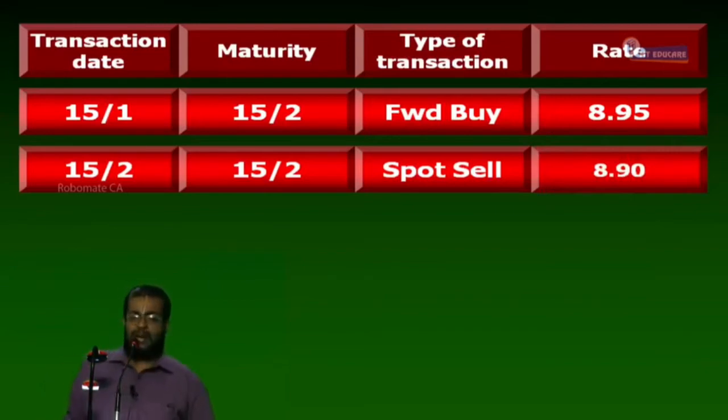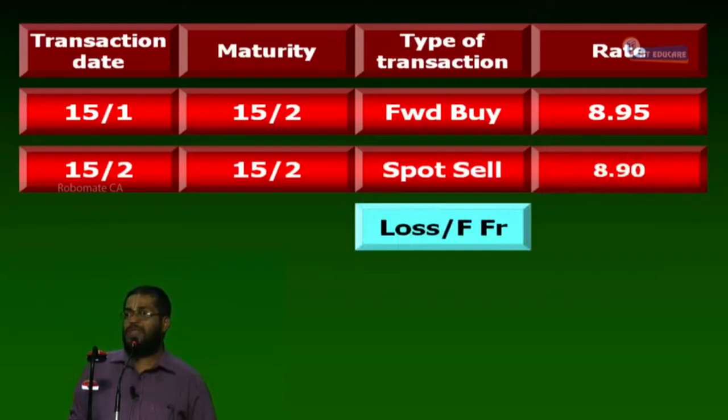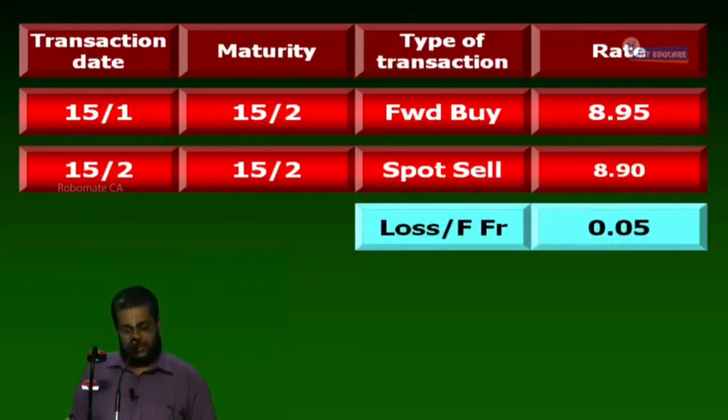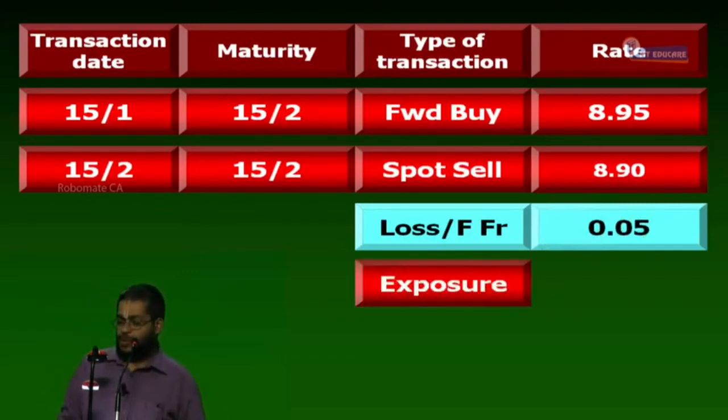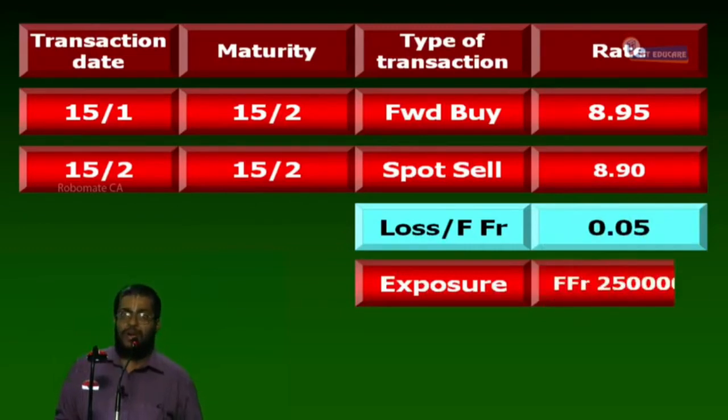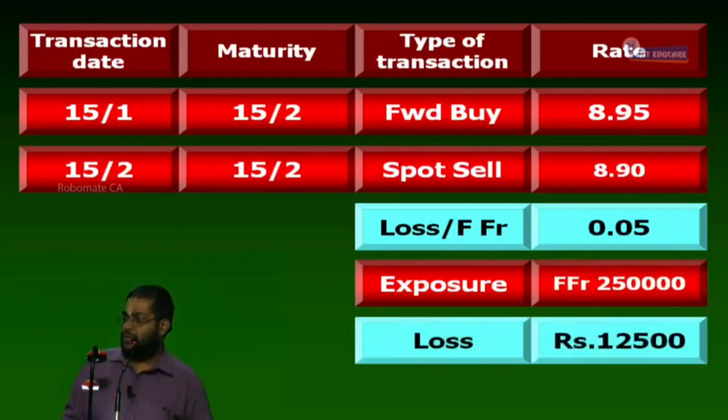Main table 8.90. Tell me, do I have a loss or gain? Loss. Loss per French franc is 0.05. Tell me, what is the exposure? How many French franc is the exposure? 2,50,000. Exposure is 2,50,000. Tell me, what is the loss amount? 12,500. The loss amount is 12,500. I want you to respond, everybody, yes or no?